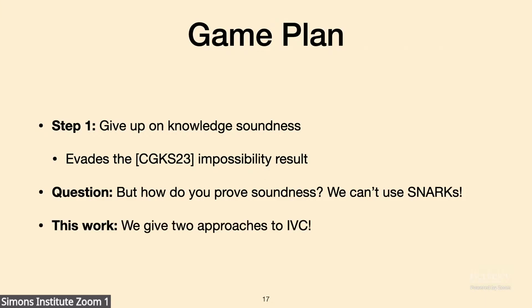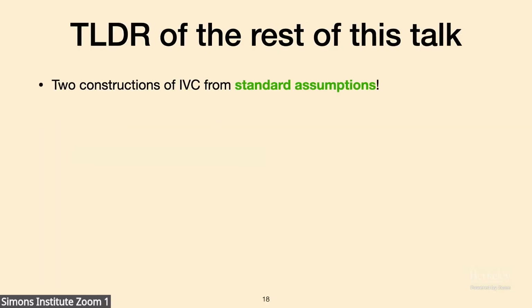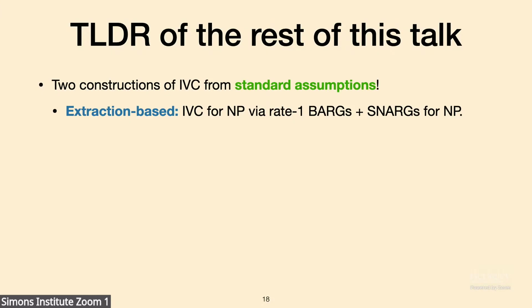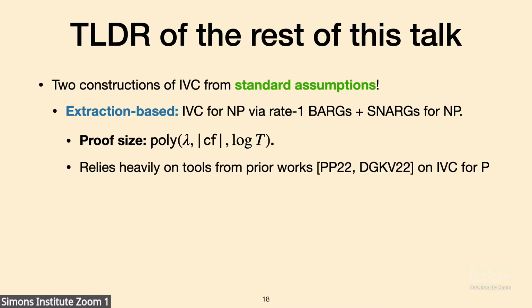We can't use SNARKs. So in this work, we give two different approaches. So the first one, from standard assumptions, is extraction based. And as Shafik asked, you can replace SNARKs in this instance with BARGs. The proof size we get here is poly in lambda and an intermediate configuration size, in log t. And I want to say up front, this really relies on tools from prior works by Omer, Raphael, Lali, Rishab, Yael, and Vinod. So if you've seen this before, this proof will not be that surprising.